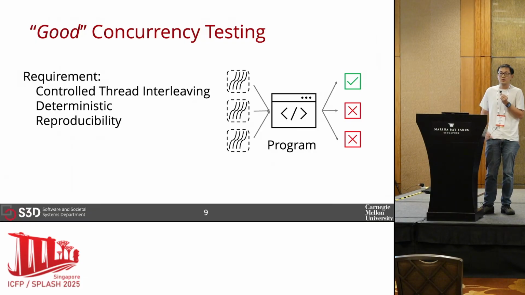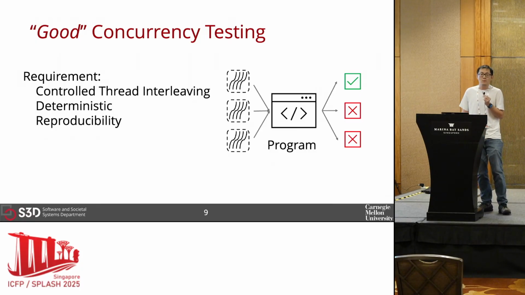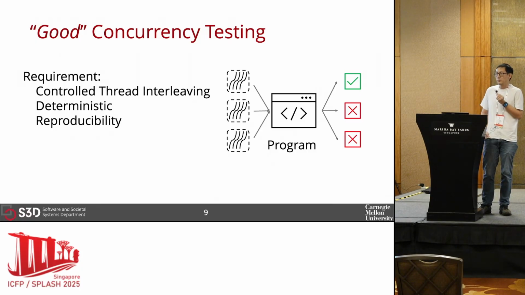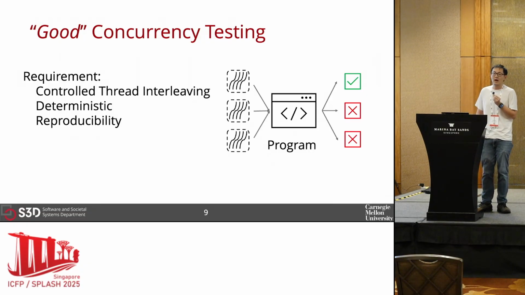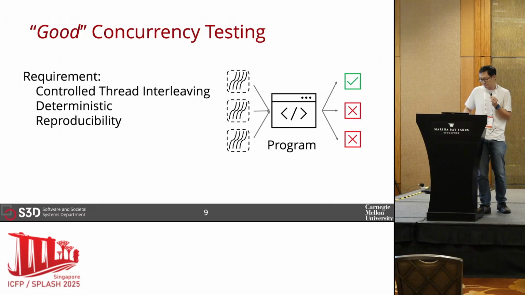Running simple tests in a loop isn't really a good way to test your concurrent software, right? Then what is good concurrency testing? We do have some requirements. We don't want non-determinism, and we also want efficiency. That means we want to control which threads run at a given time, and we also need to make sure the execution is deterministic.